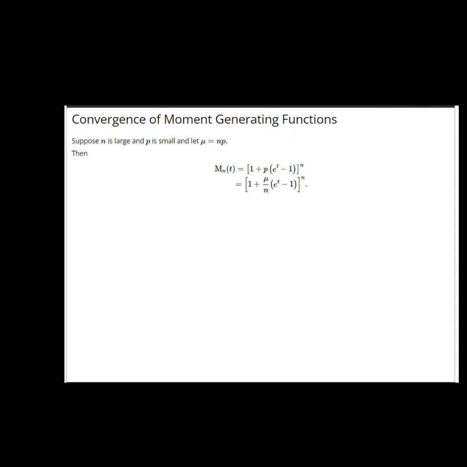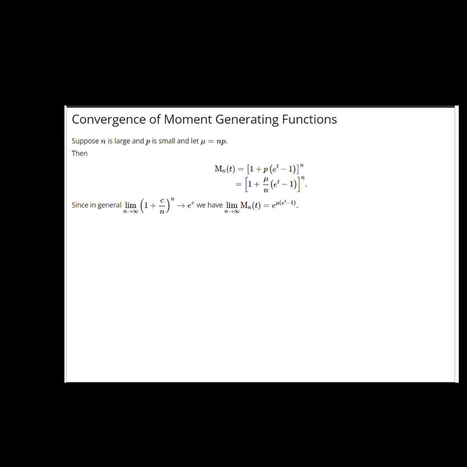And then I see something which resembles a quantity that appears frequently in calculus, a quantity that looks like this, 1 plus c over n raised to the power n. Again, that's a very important limit in calculus. With c equals 1, it's often used to define the transcendental number e. As n goes to infinity, 1 plus c over n to the power n converges to e to the c. And if we use that here, we discover that 1 plus mu over n times e to the t minus 1, all raised to the power n, converges to e to the mu times e to the t minus 1.